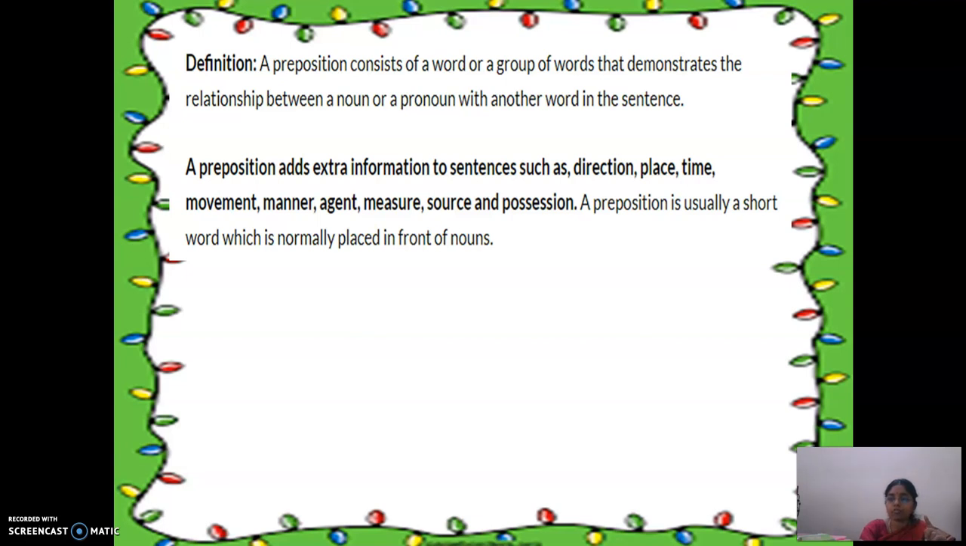Once again, a recap of the definition. A preposition consists of a word or a group of words that demonstrate the relationship between a noun or a pronoun with another word in a sentence. And a preposition adds extra information to a sentence such as direction, place, time, movement, manner, agent, measure, source, and position. A preposition is usually a short word. Okay. So in front of nouns only it will be used.